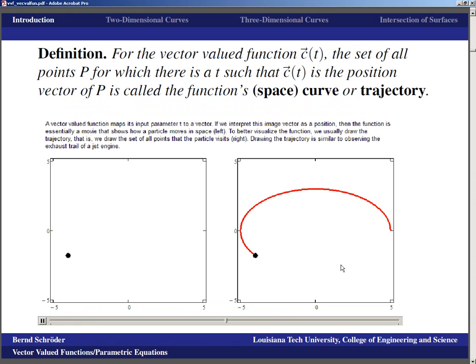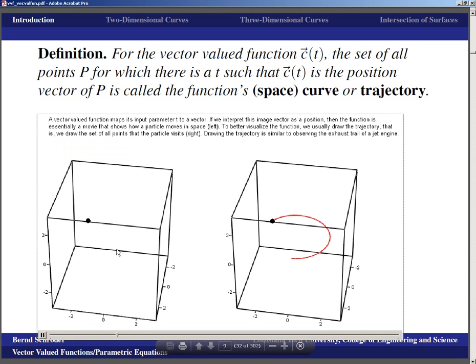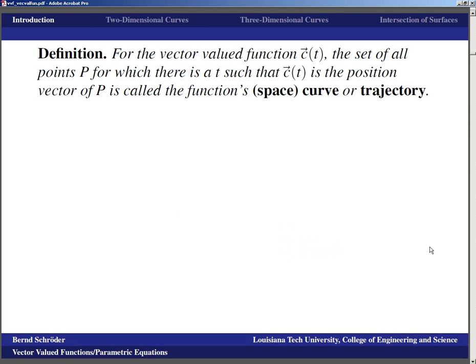So now that we're talking about the trajectory, we're talking about the right side of the animation, because on the right side we are actually drawing the trajectory, we're drawing the trail that the particle leaves behind as it follows the path that is described by the vector valued function. That can also be done in 3 dimensions, certainly. The vector valued function remains this movie that just traces a particle over time. However, the trajectory tells us a lot more about how the particle behaves because it draws the whole path.